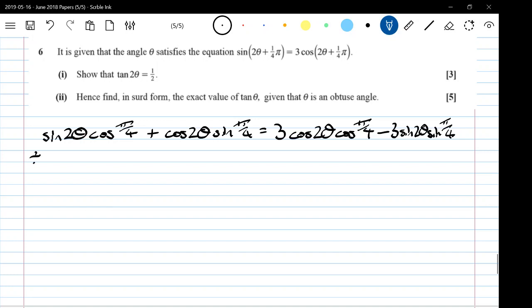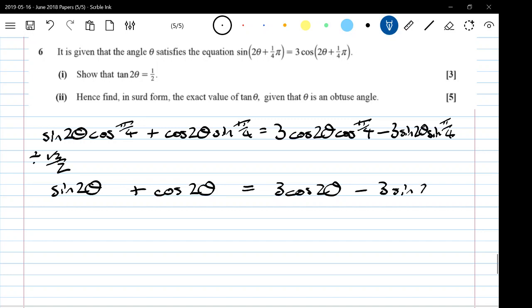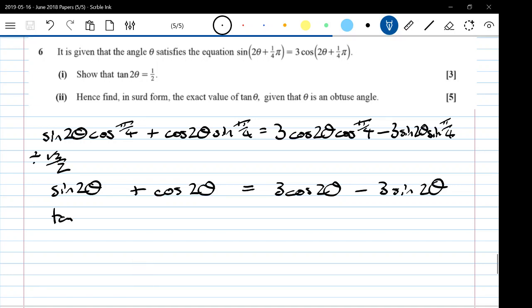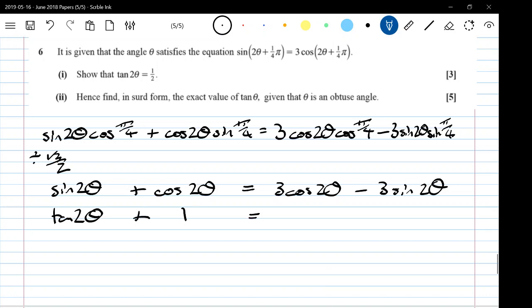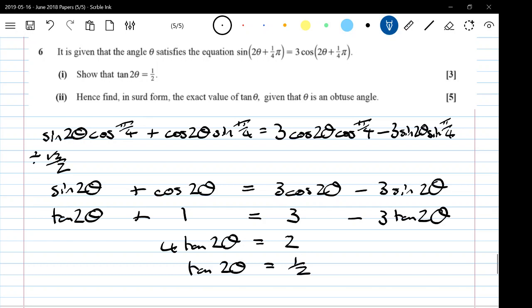If we divide everything by root 2 over 2, then we end up saying that we've got sine 2 theta plus cos 2 theta is 3 cos 2 theta minus 3 sine 2 theta. And we get that quite quickly out of it. At which point we're after tan, so we are going to divide everything by cos 2 theta. So tan 2 theta plus 1 is 3 minus 3 tan 2 theta. And we're going to collect like terms. We've got 4 tan 2 thetas over here is equal to 2. So tan 2 theta is equal to a half. And we've done it.